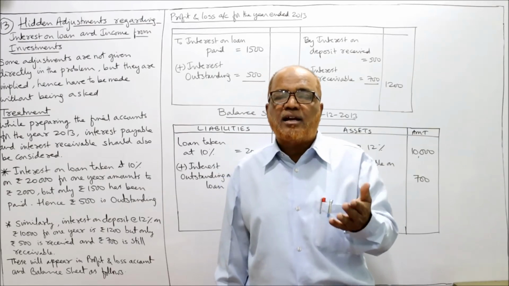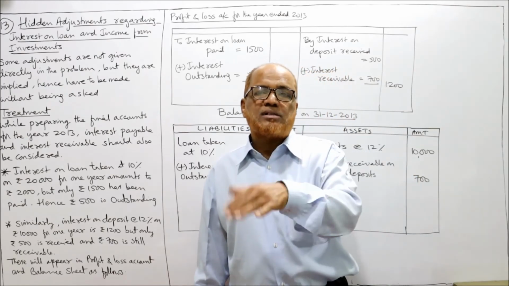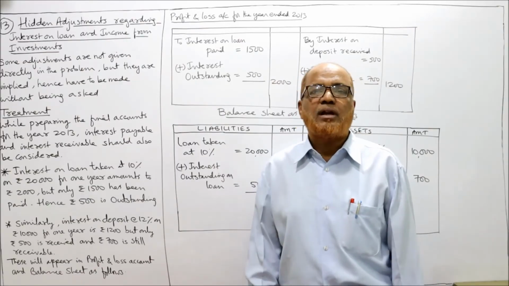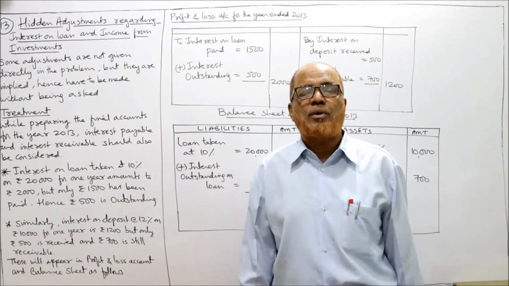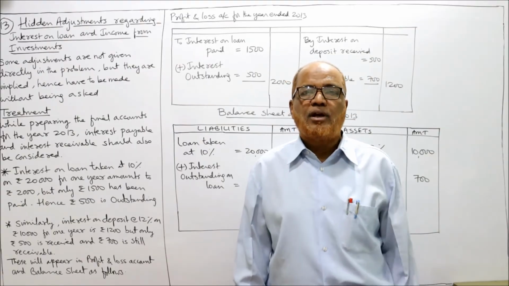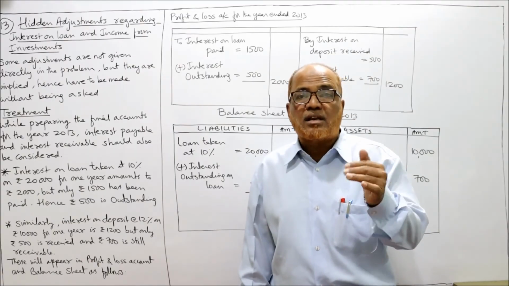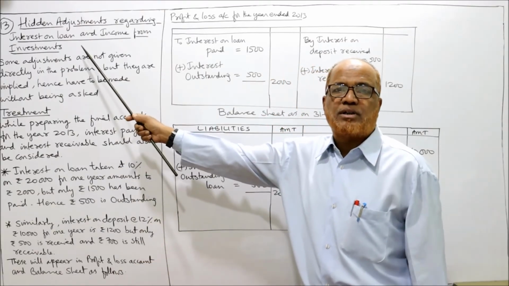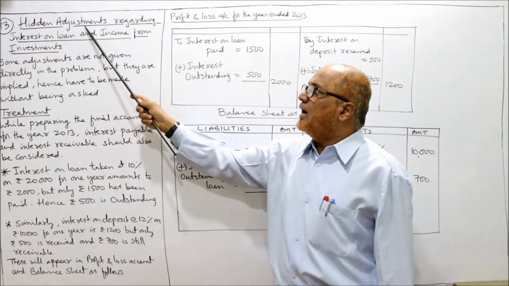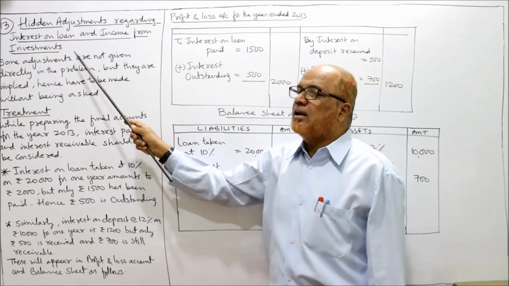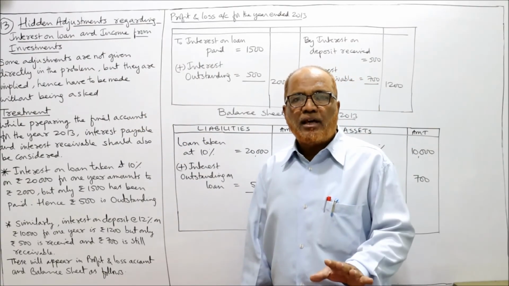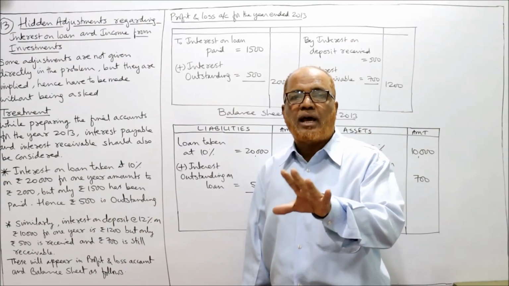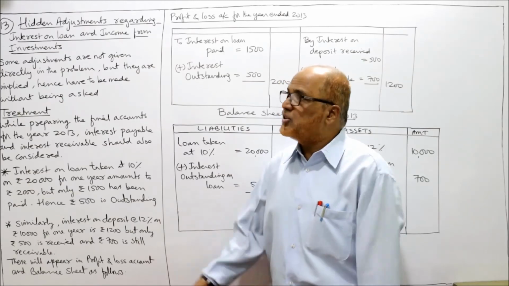Similarly, when we calculate interest on deposit, 12% of 10,000, 1,200 rupees is the interest on deposit. But it is given that interest on deposit received is only 500 rupees. So the remaining 700 rupees is interest receivable, and we have to make the adjustment. These are called hidden adjustments. So here the provision is a hidden adjustment regarding interest on loan and income from investment. Normally in the main problem, these two items will come, interest on loan and interest on deposit. Some hidden information is there.